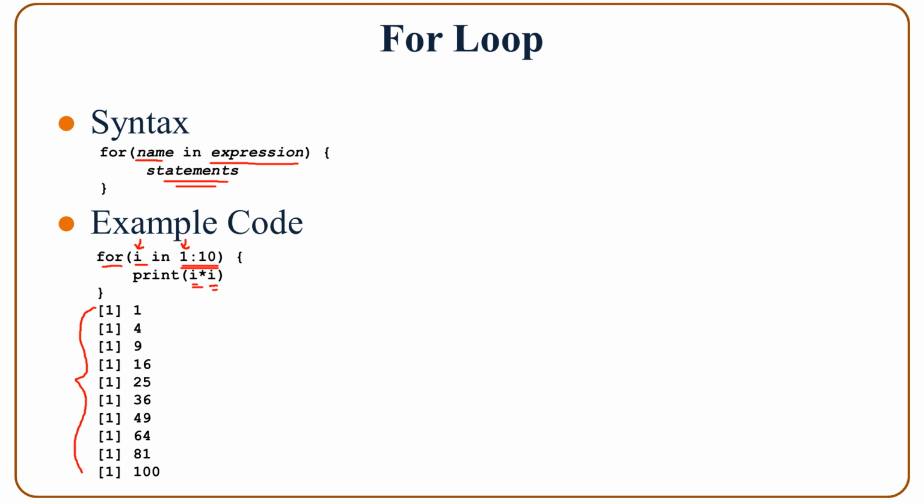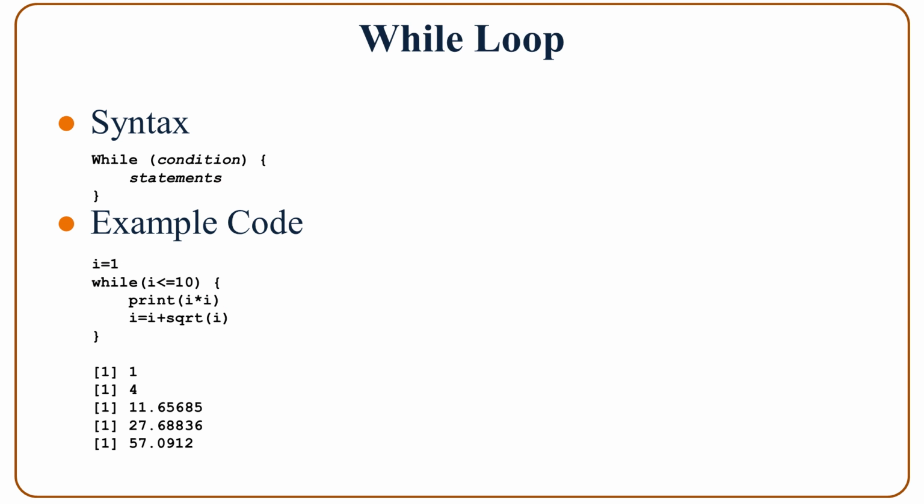The next structure is the while loop. You use this while loop when you don't care much about how many times you have to iterate through the loop. It just loops again and again as long as the condition is still true. So the syntax is while the condition is true, then you run the statements.